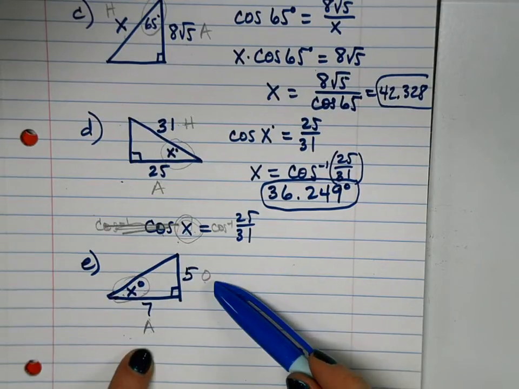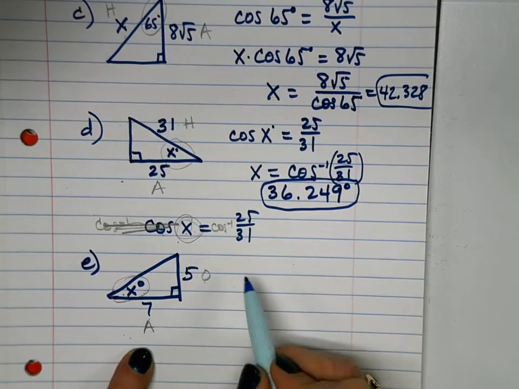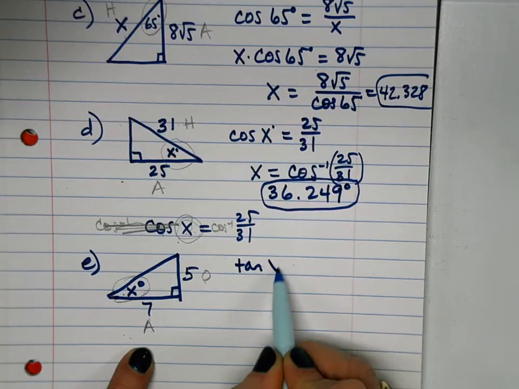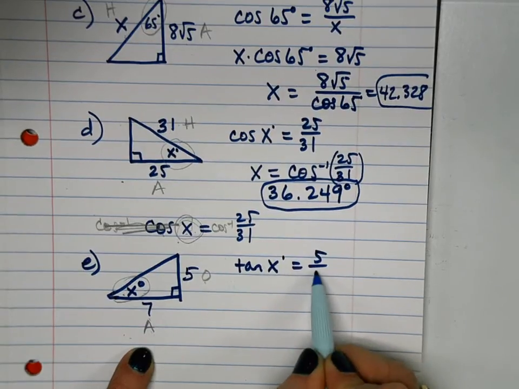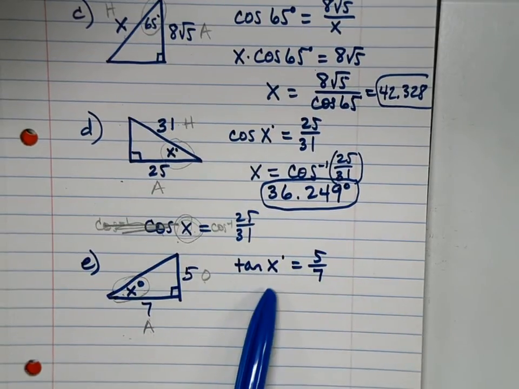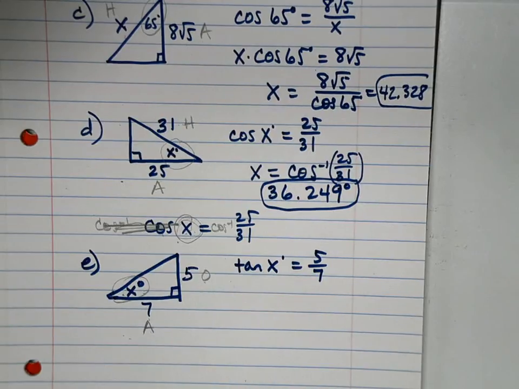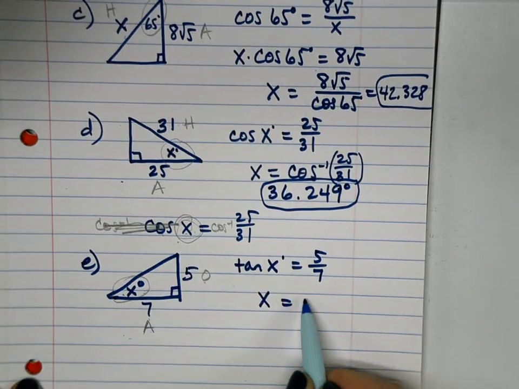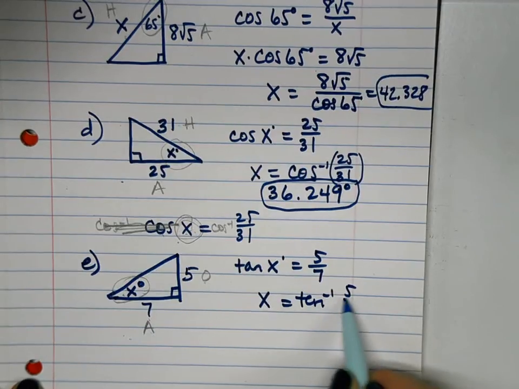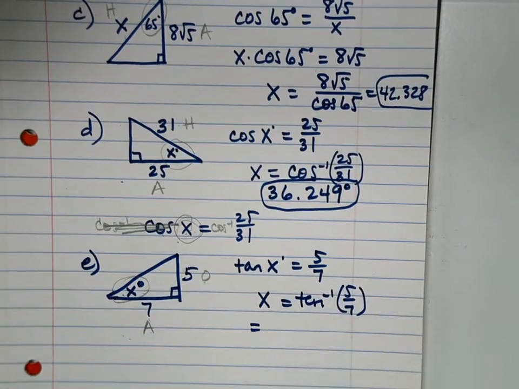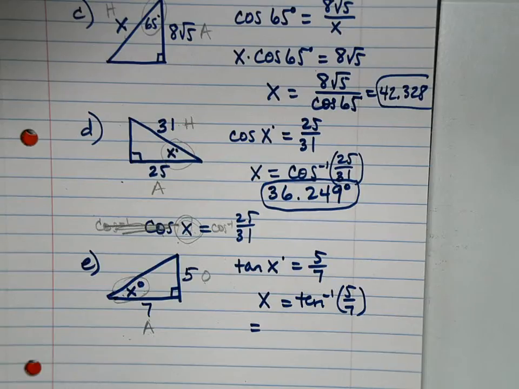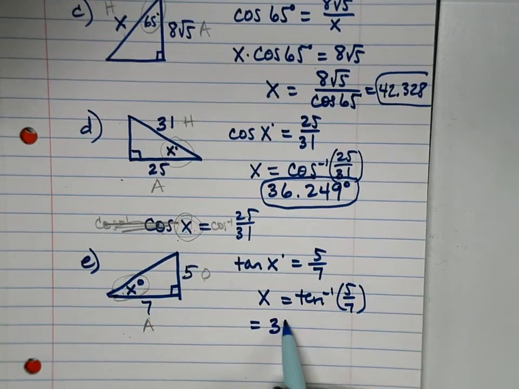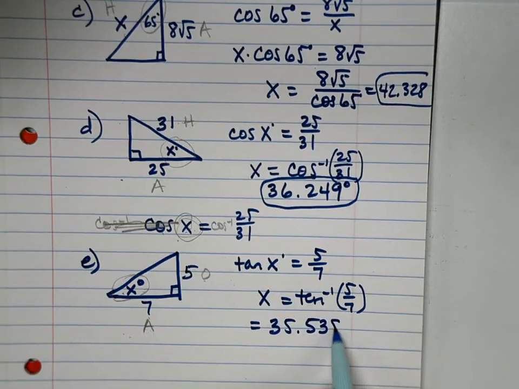What uses opposite and adjacent? Tangent, TOA, right? So we'd say the tangent of the angle equals the opposite over the adjacent. Here's the case where, to get rid of that tan, I'm going to do the inverse. So x is equal to inverse tan of 5 over 7. Punch that in your calculator. What do you get? 35.538. You verify the rounding? Degrees, and so that would be that angle.